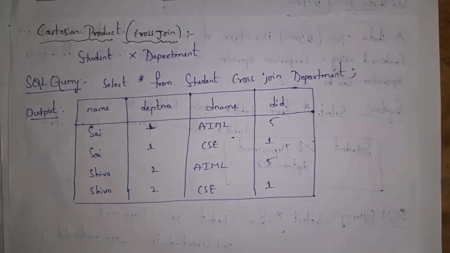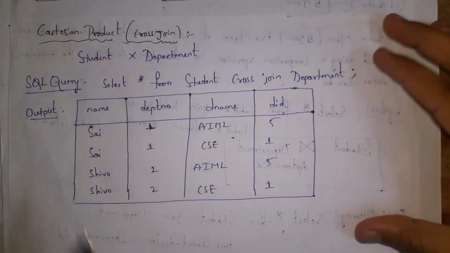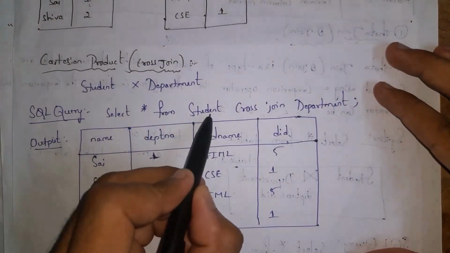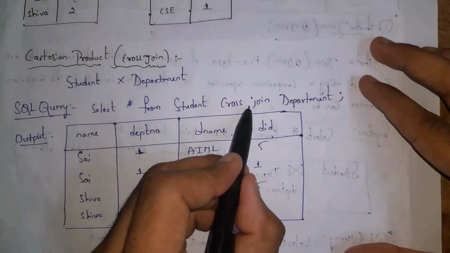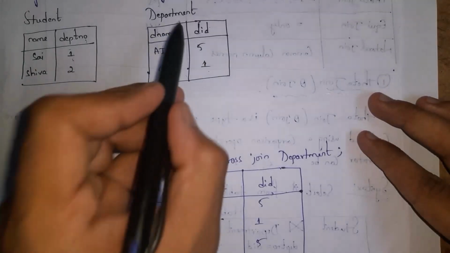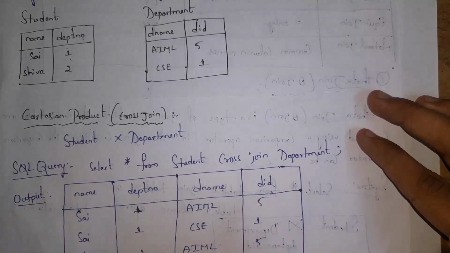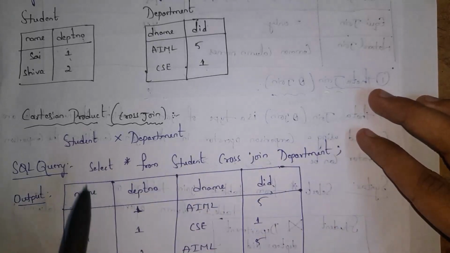Guys, this is the SQL query in order to apply the Cartesian product, that is, the cross join. So select star means all columns. So select star from the first table, that is student, cross space join. This is the cross join operation. Department. So select star from student cross join department. At last give a semicolon. Whenever you execute this query, this is my output.